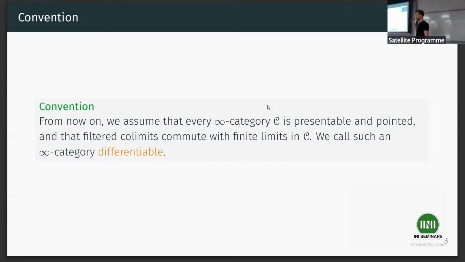They have an object which is both initial and terminal, so that's usually called pointed, and filtered colimits need to commute with finite limits in C. Such an infinity category is sometimes called differentiable, although sometimes this means something else. I've tried to always write infinity category in the slides, but if you hear me say category, it will always mean infinity category, as a disclaimer.